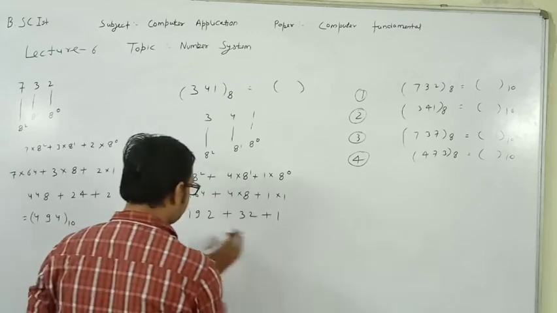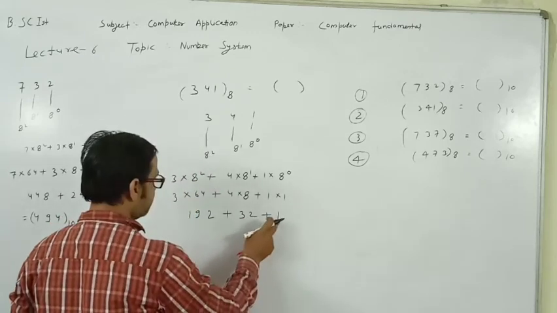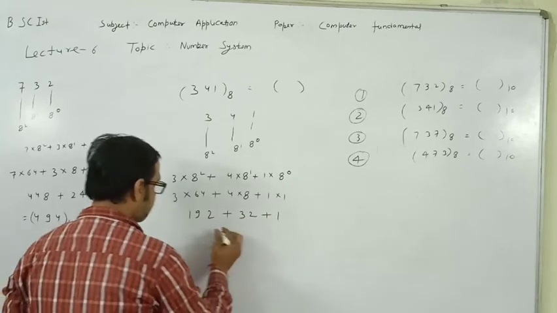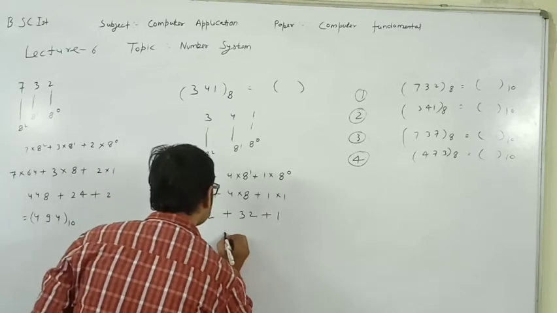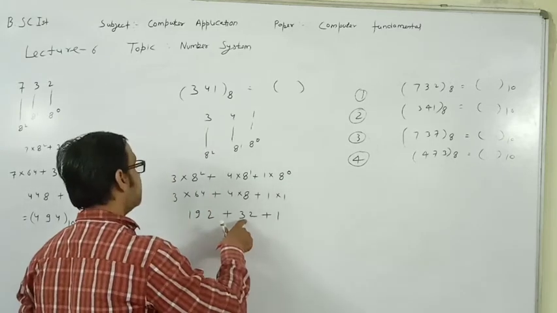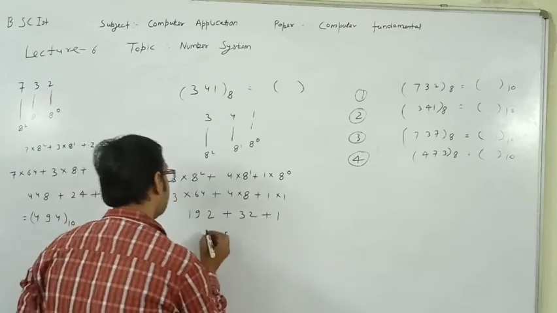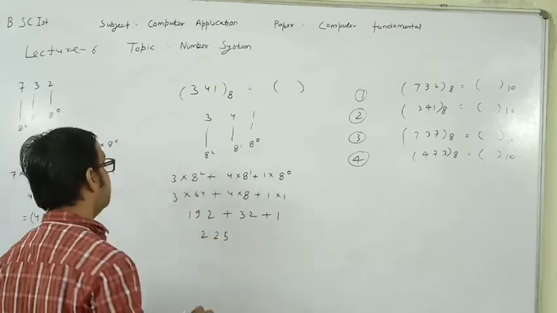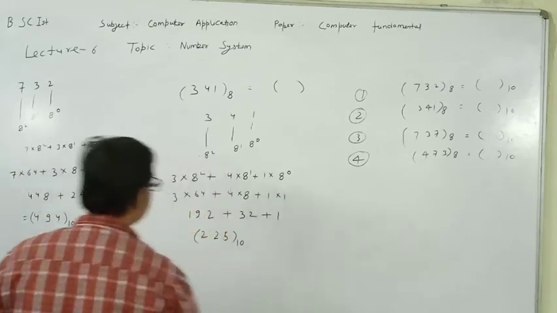Now sum of these numbers: 1 plus 2 is 3, 3 plus 2 is 5, and now 3 plus 9 is 12, 1 left and 1 is 2. So it gives you 225 base 10.